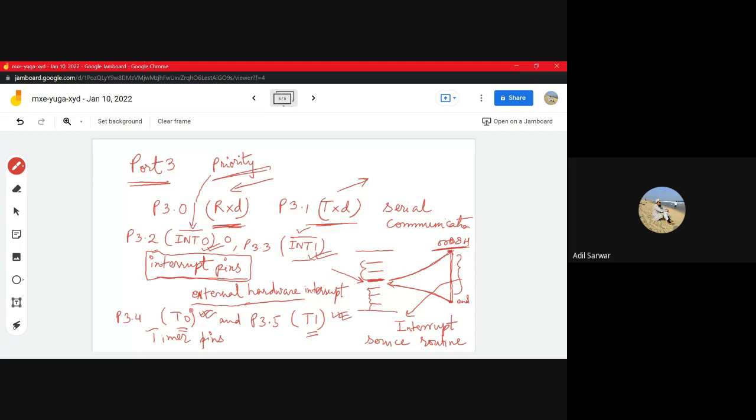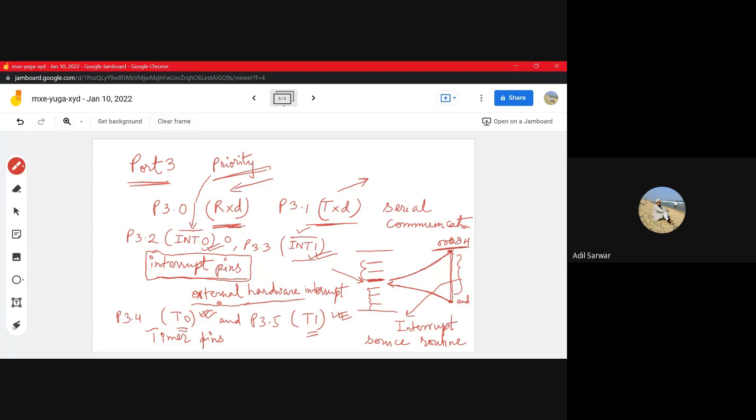Continuous pulses are given at T0 or T1 to produce delay. The timer has various options. A timer can be used as a counter also, and it can be used to produce delay also. Both functions are a bit different, but they are produced by the same T0 and T1 pins.